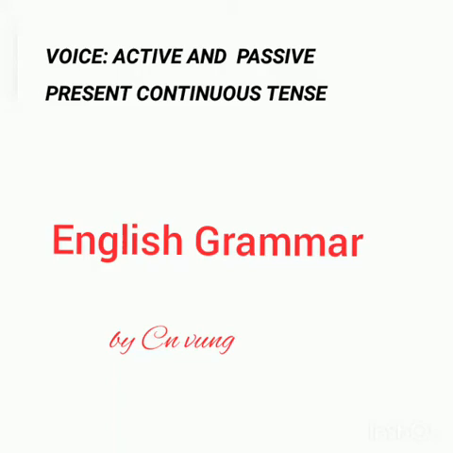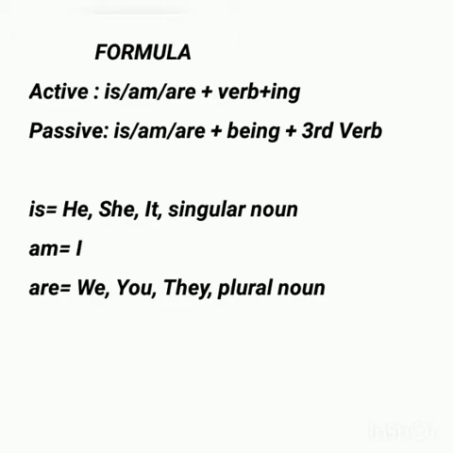This lesson is about voice, active and passive voice of present continuous tense. I'm going to show you the formula of present continuous active and passive voice. The formula of present continuous active voice is am, is, are plus the ing form of the verb. Passive voice is am, is, are plus being plus the third form of the verb.